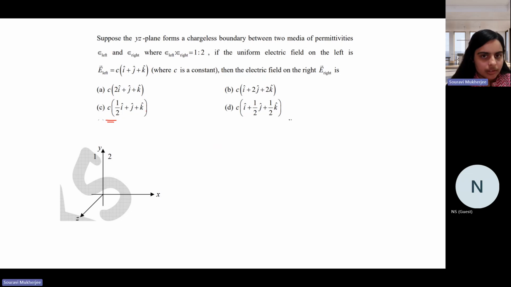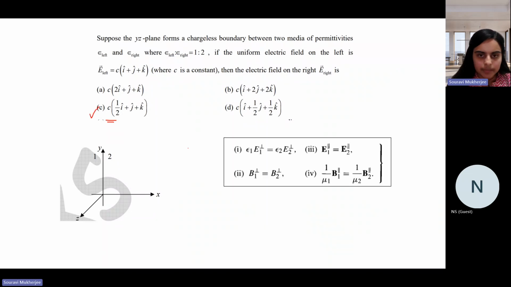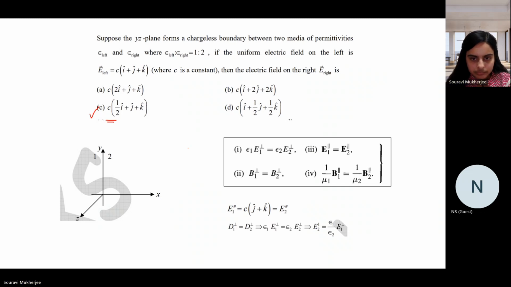It's because if you remember the third boundary condition, it says that the parallel components of electric fields are continuous, right? E parallel on the left should be equal to E parallel on the right. Parallel means parallel to the surface, so the Y and the Z components should be the same. So the answer is this. If you equate, you would get something like this. So this is your answer.